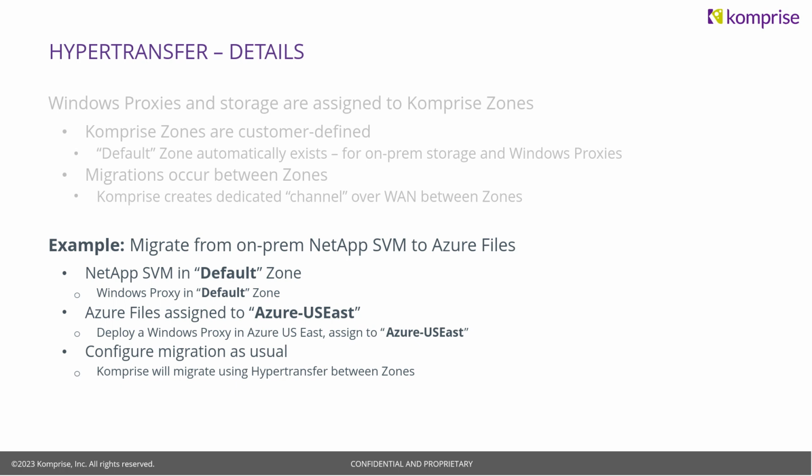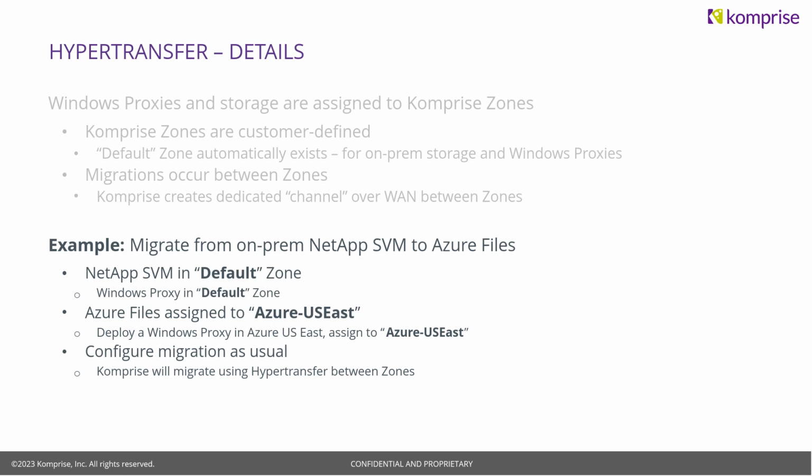The new thing you will do is add your Azure Files. You'll add it to Komprise, and you'll also assign it to a new zone. You can call it anything you like. Here, I'm just making an example. We'll call it Azure US East. Then you'll configure a Komprise Windows proxy also in that Azure East region and assign it to the same zone. Everything after that is normal.